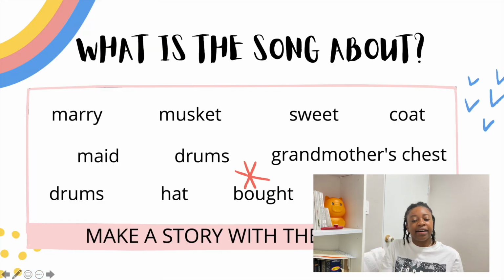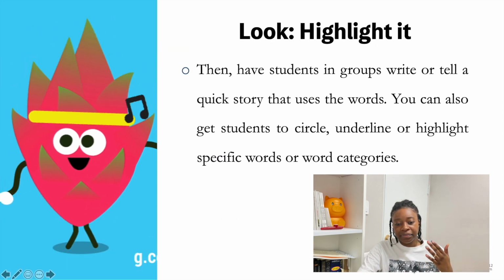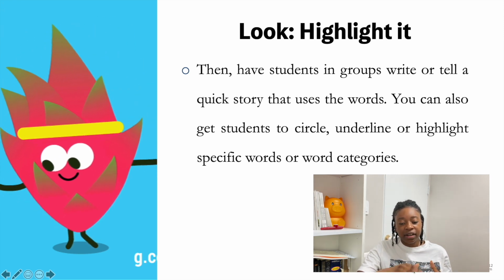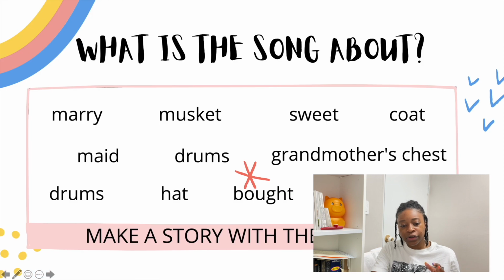So here we have a couple of words from our song. It's marry, musket, sweet, coat, maid, drums, grandmother's chest, drums. Oh, I have drums twice. Hat, boat, tie. What do you think this song is about? If you were to see those words, what do you think this song is about? And you can take it a step further by getting your students in small groups. They can write a story using those words, right? I've done it before, and you can do this really well. This is also another great practice of nouns.